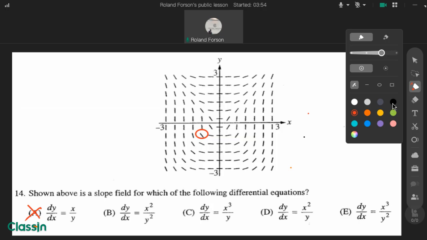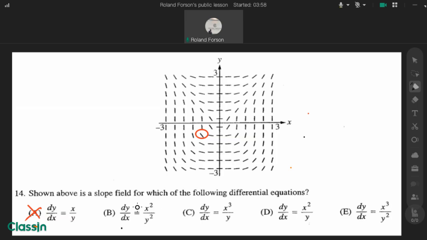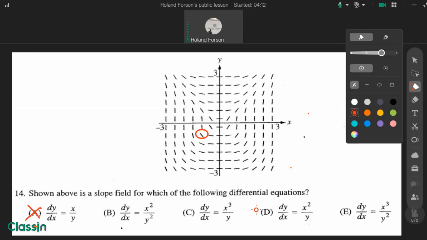Also, let's look at any other point. If we take B, this is x squared over y squared. It means the slope is always positive, which is not true because the slope is negative here. All right. Let's look at any other point. Let's look at the next one.